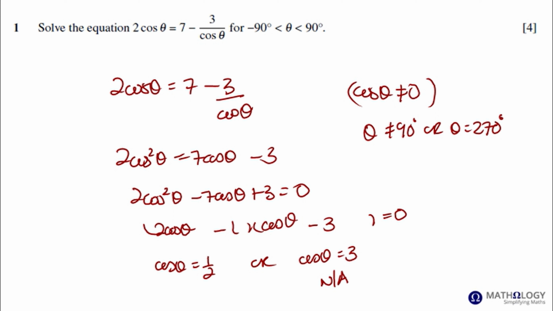The largest possible value for cos theta is 1. The smallest possible value for cos theta is -1. The same thing incidentally applies for sin theta. So as soon as you see a value of sin theta or cos theta that is greater than 1 or less than -1, automatically that equation will be not applicable.